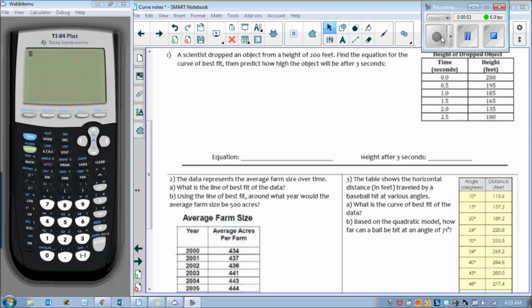I'm going to do each of these 3 example problems, 1, 2, and 3 here, with you, just in case you needed a little bit more help on how to find the curve and line of best fit, and then how to use it to make a prediction.